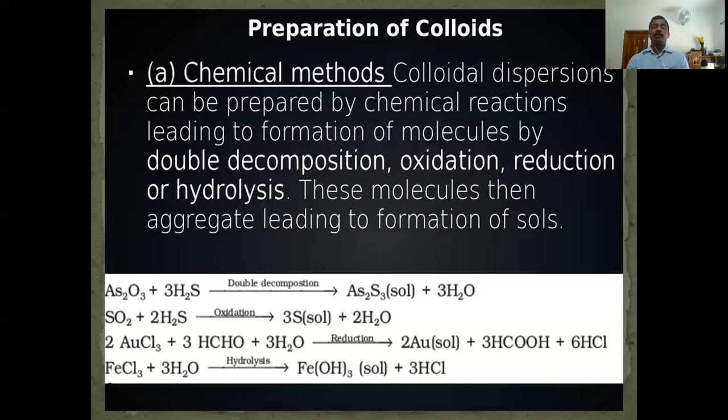Now ferric hydroxide sol can be prepared very easily by the hydrolysis of ferric chloride. Ferric chloride, when heated with H2O, hydrolysis will take place and Fe(OH)3 will form. So ferric hydroxide sol plus HCl.